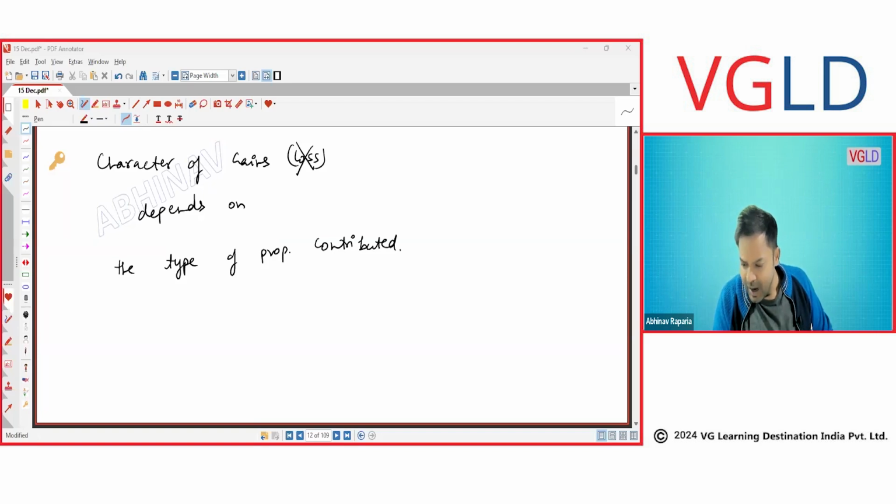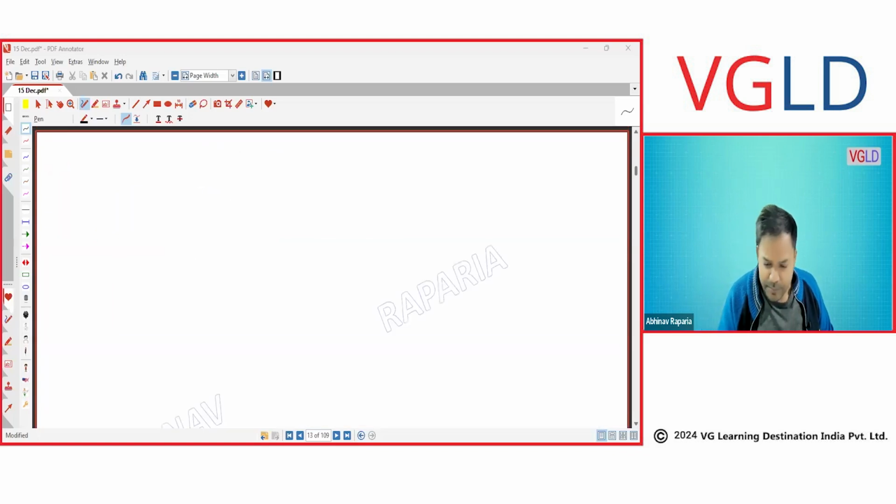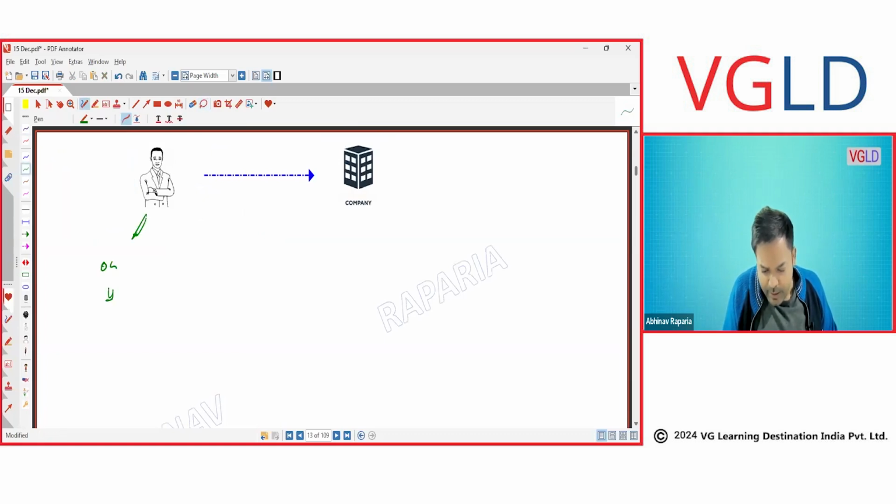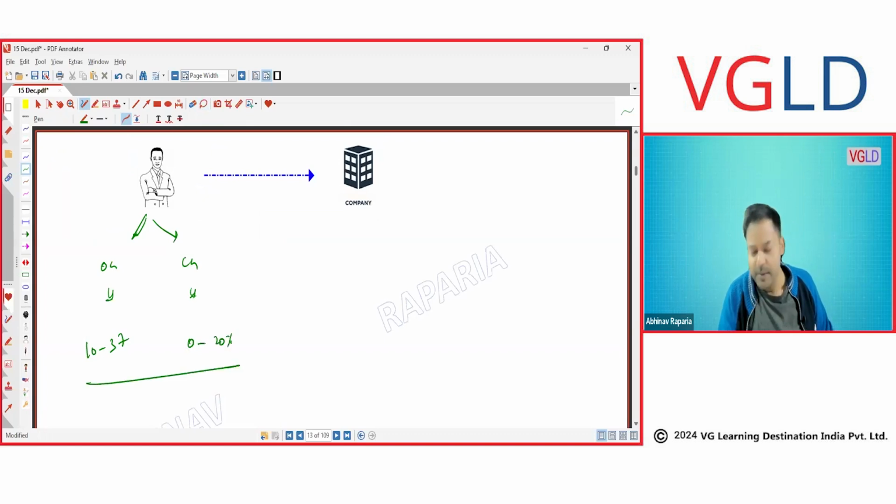Copy. How does it matter? It is ordinary gains, capital gain. Whether I'm having the ordinary gains or capital, does it matter? Good point, Ashok. It matters. If you are having the ordinary gains, we are going to tax at the normal rate, which is 10 to 37%. But if you are having capital gains, we are going to tax at the preferential rate, which is 0 to 20%. That's why it matters. I hope it is okay, guys.